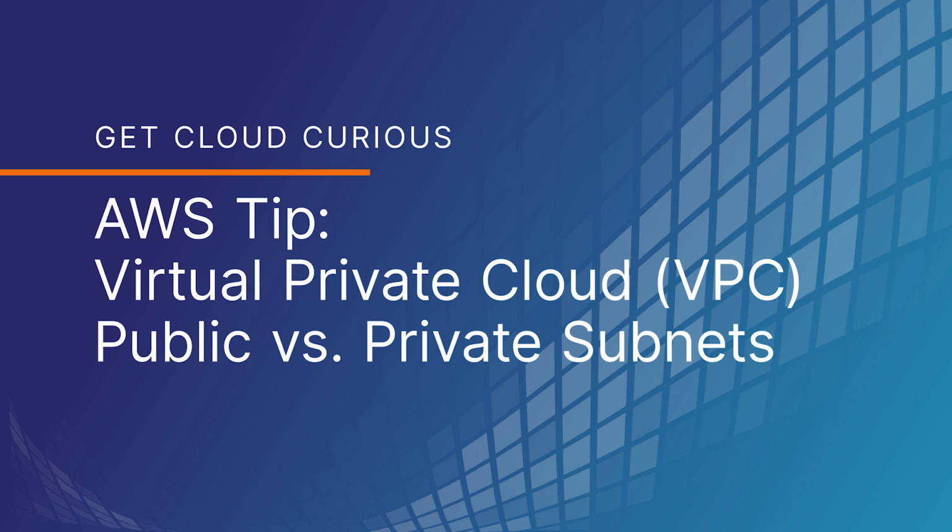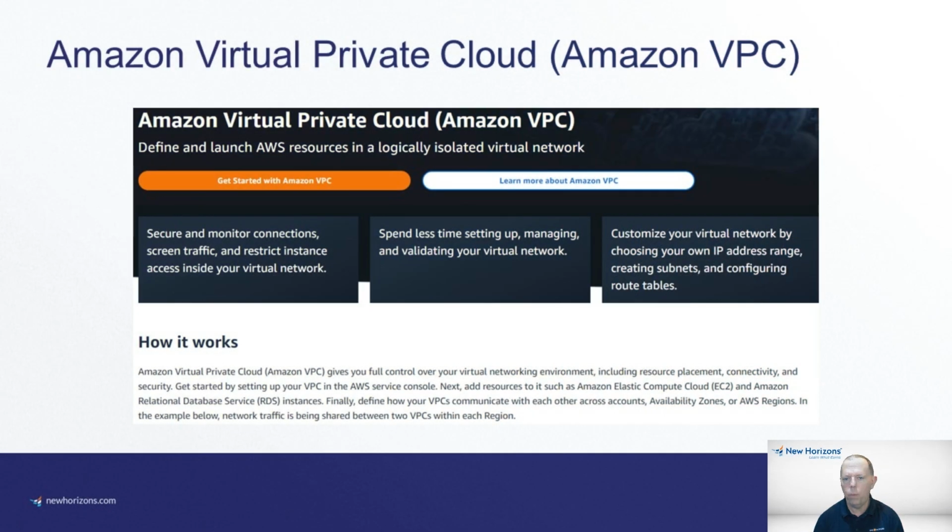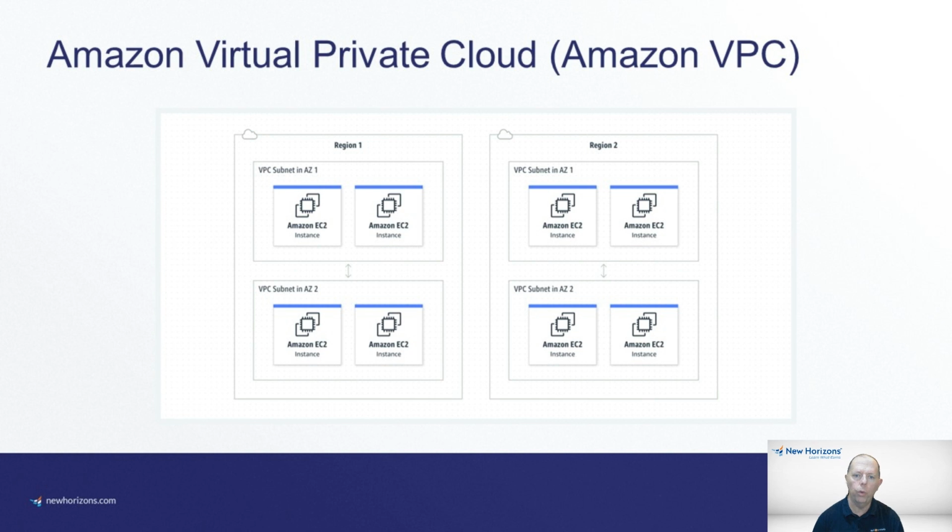With an AWS tip for you today, we're going to use virtual private cloud with public and private subnets. Let's get started. VPC is the networking construct in AWS. It basically is going to allow us to go out and build virtual networks in our AWS account. These are going to be necessary because I can't start creating things like EC2 instances, servers, until I have virtual networks to put them in.